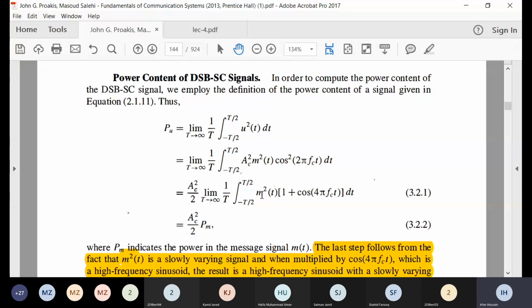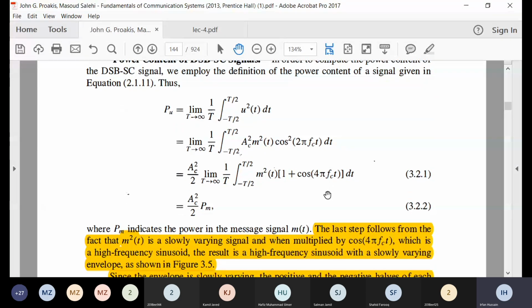Because you can see that m square is a slowly varying signal, while cos 4 pi f c t is a very rapidly changing signal with very high frequency. So in effect, its equivalent positive and negative cycles will be coming in one single constant amplitude of m of t. They will be actually cancelling. So m of t cos 4 pi fc t will go to 0.